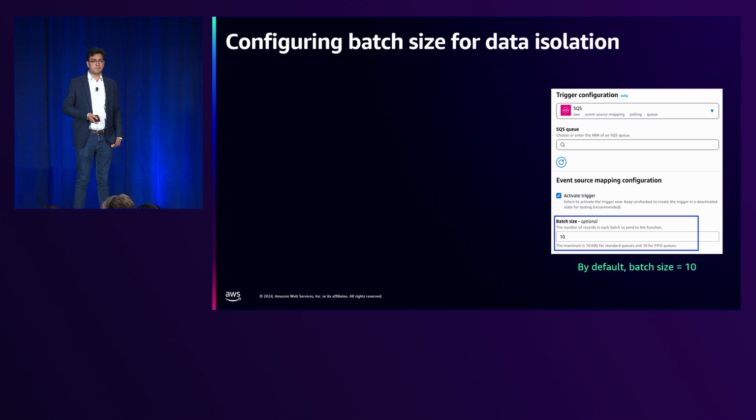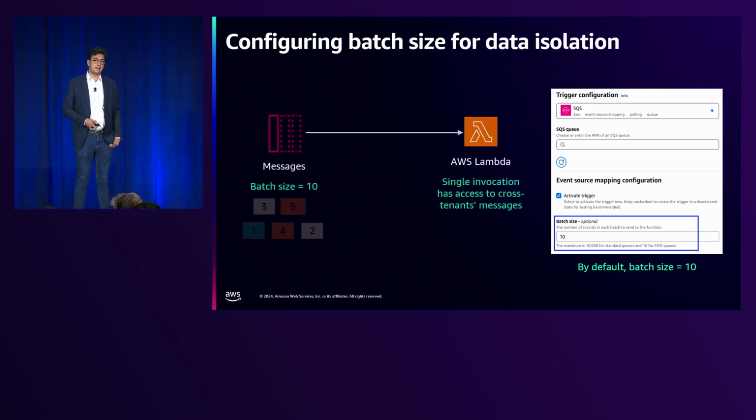But what if in that batch size, it is highly possible that we can receive messages from different tenants? If you get the wires crossed within your code, or there is a bug in your code, then you may end up having one tenant accessing the data of other tenants. We should avoid that. How can we avoid that?